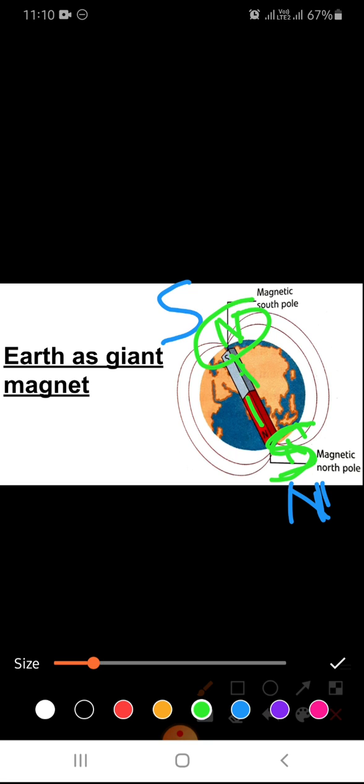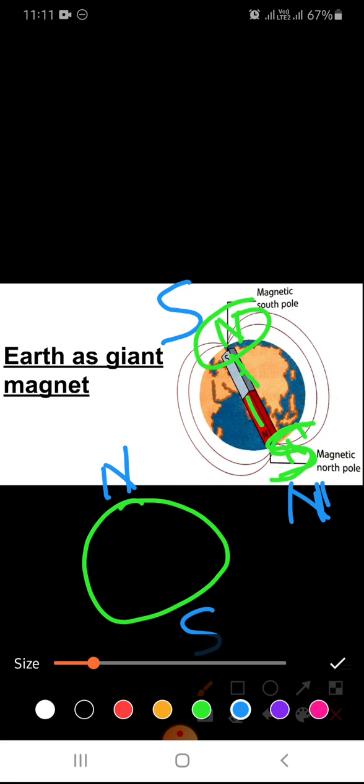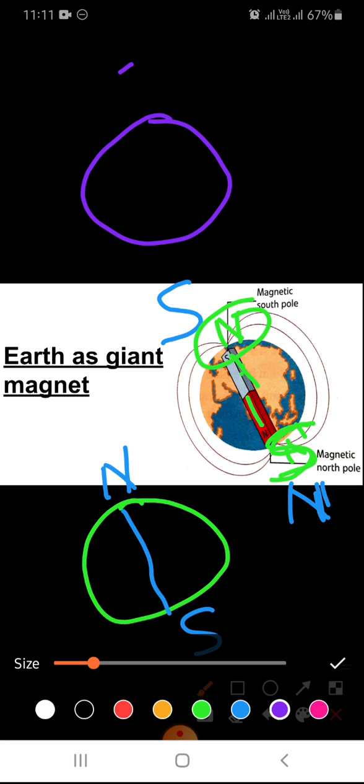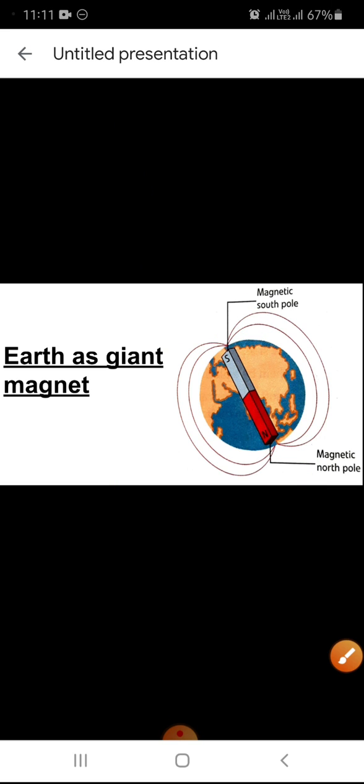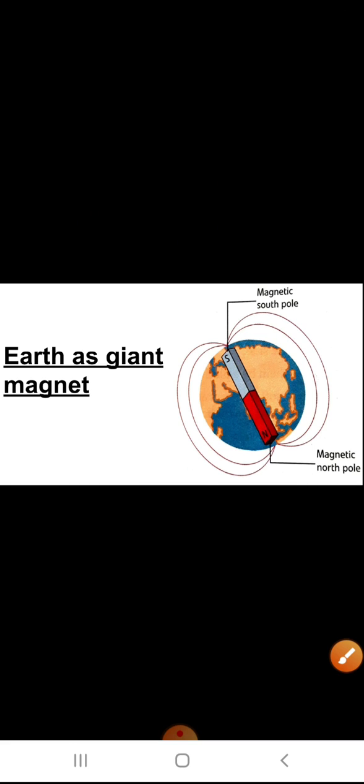We can say that actual north and south are different from, or opposite of, the magnetic north and south of the earth. If in actual this is north and this is south, then according to magnetic north and south, this one will be south and this one will be north. So that is opposite of each other. That's why a magnet aligns towards the north and south direction whenever suspended freely.